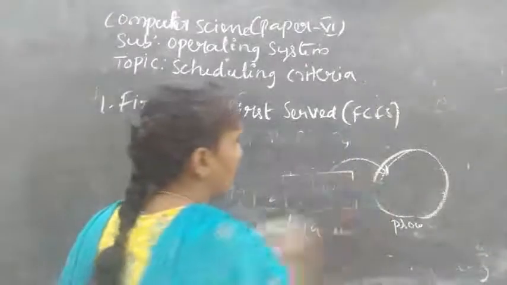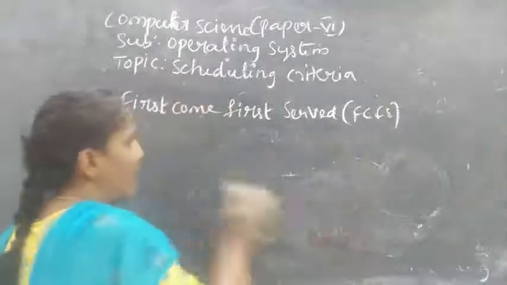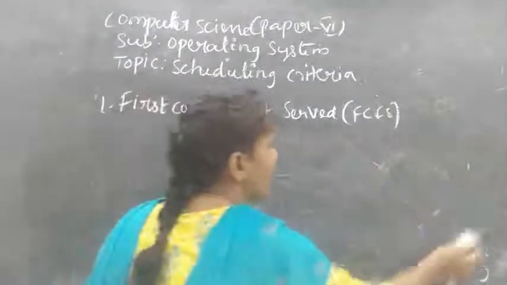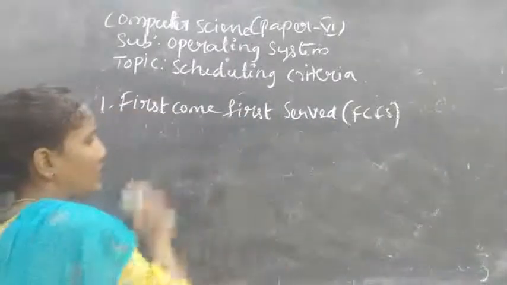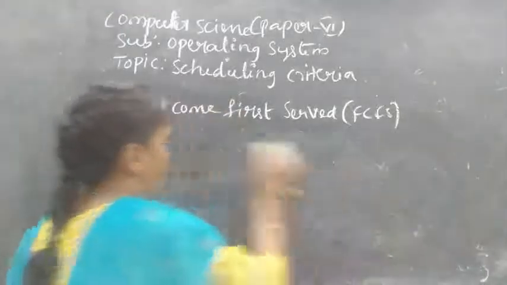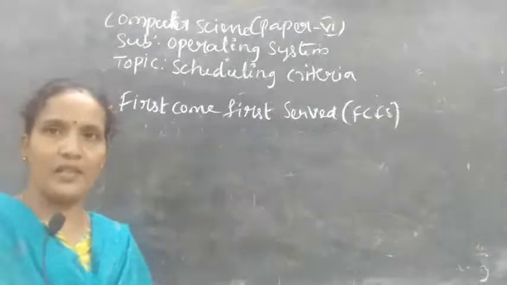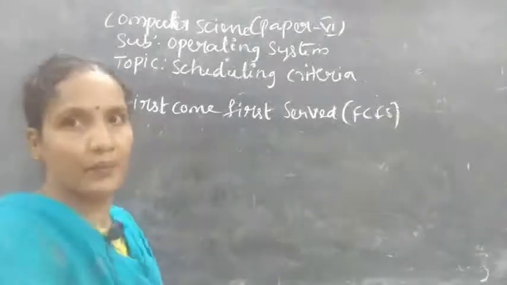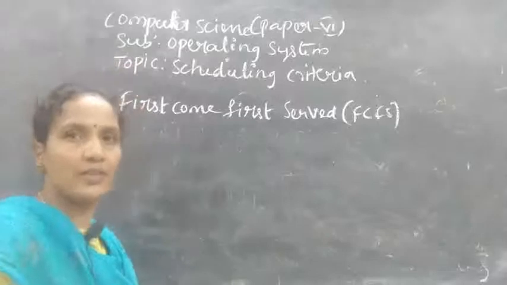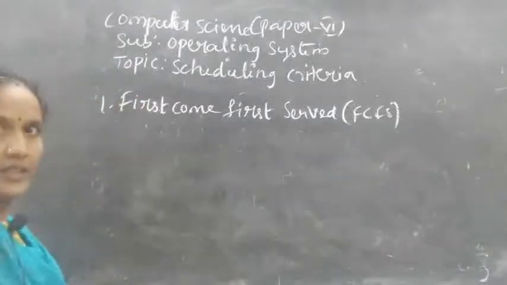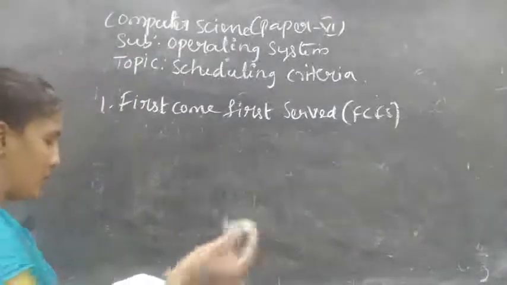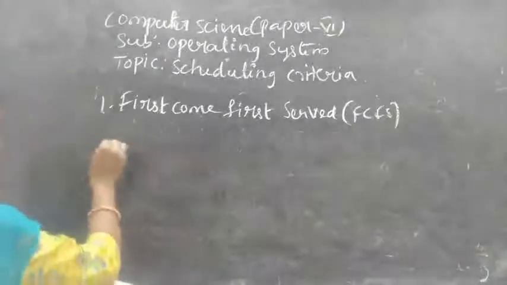Now we'll calculate the average waiting time of the processes. Here I will give 4 processes with their arrival time and also their burst time. Then you can calculate the average waiting time. All of you write this down. It is a step-by-step process.